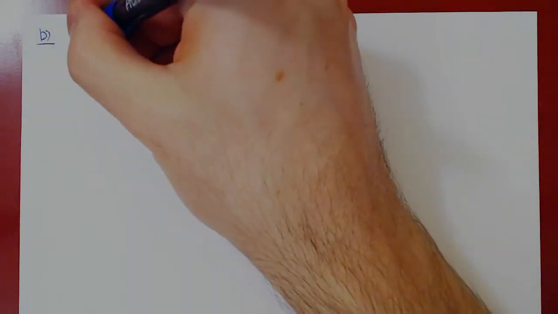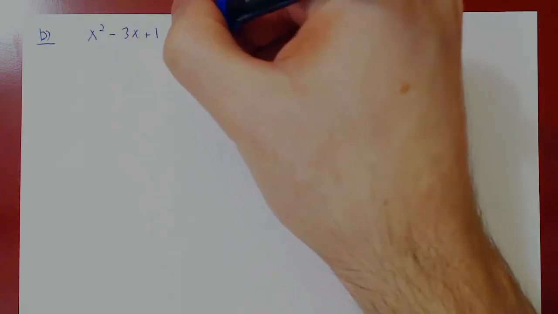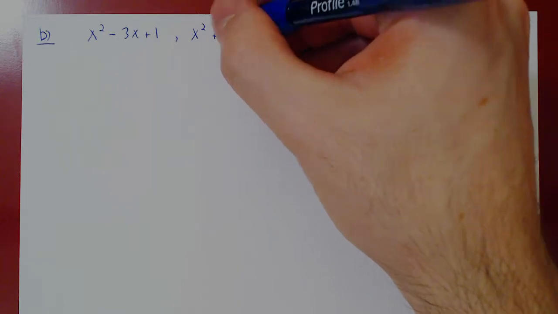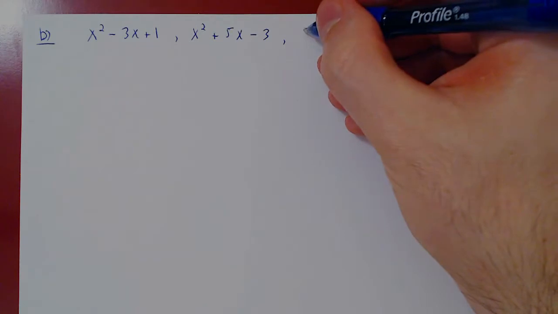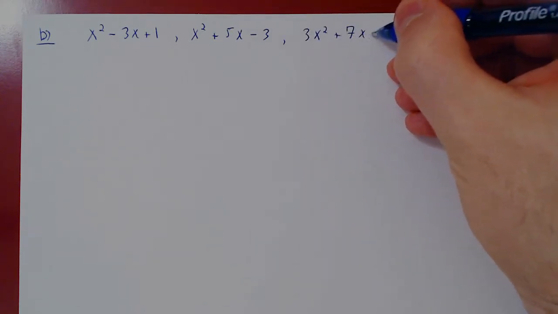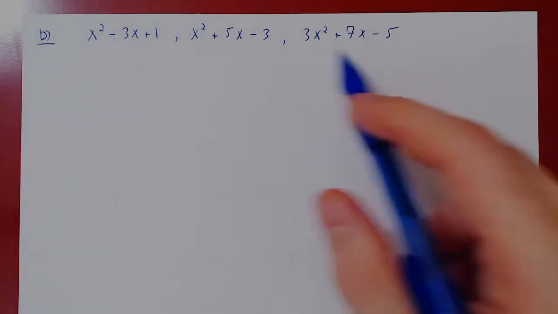So we'll take here three quadratic polynomials. So say x squared minus 3x plus 1, x squared plus 5x minus 3, and finally 3x squared plus 7x minus 5. So we have three polynomials.